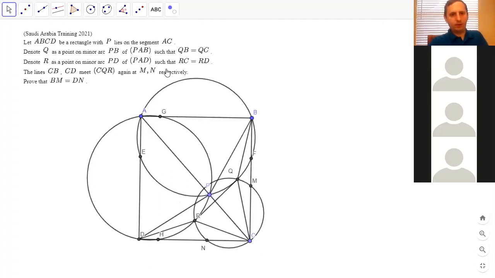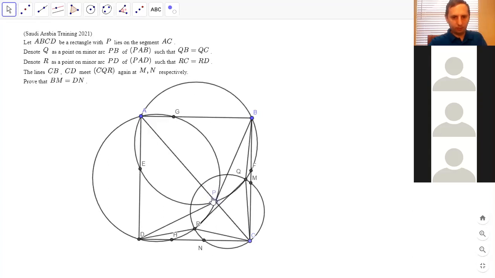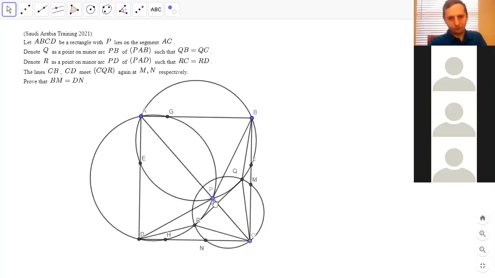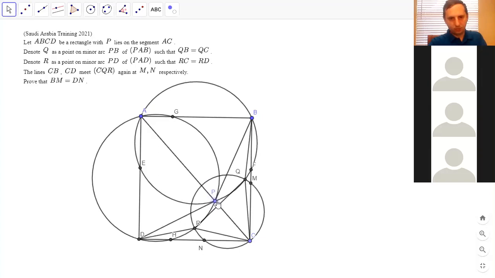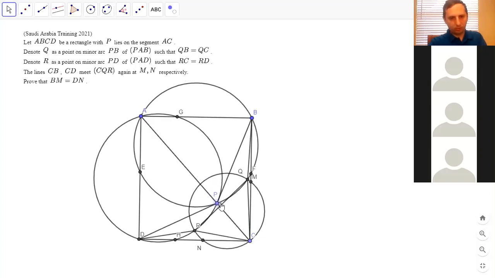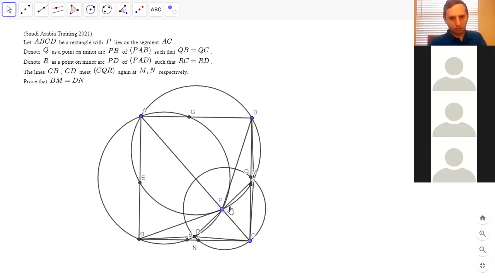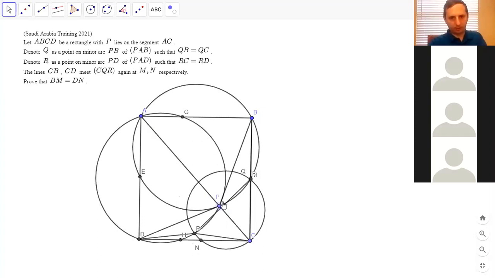I wonder, is there any point where we could take the trace of it? So what happens as we move P around? Q and R just go up and down. Q and R basically approach the midpoints. In fact, it even goes past it.